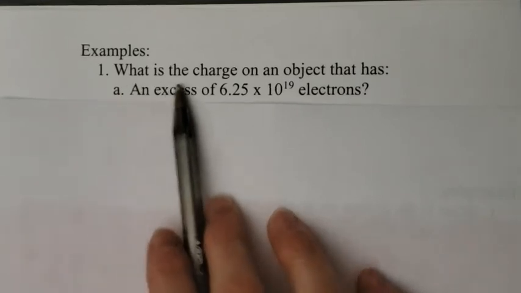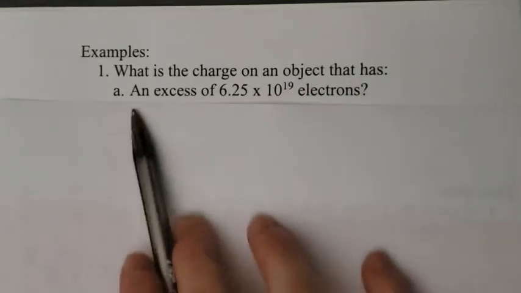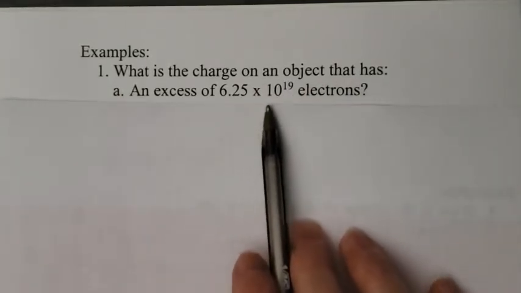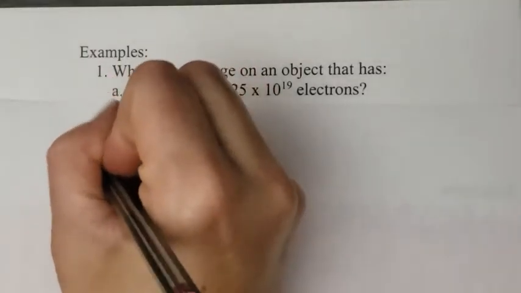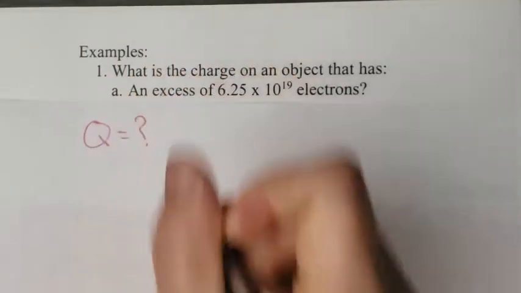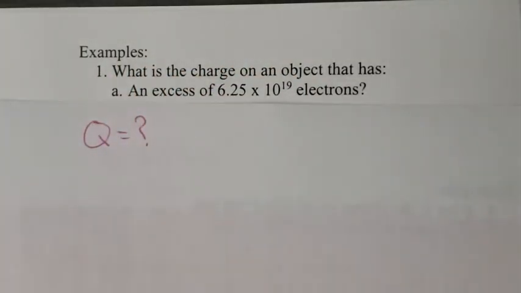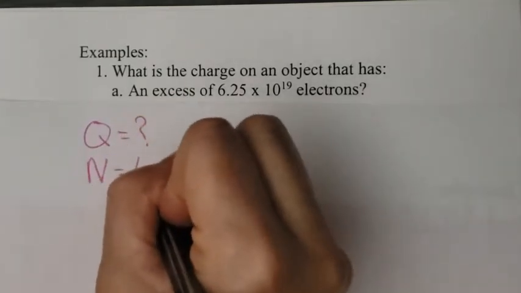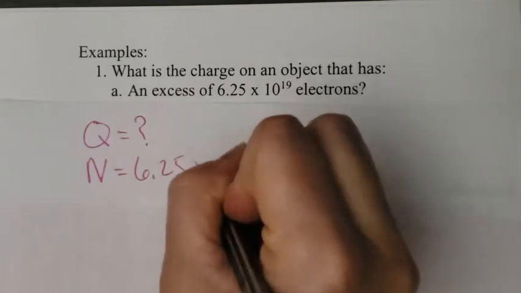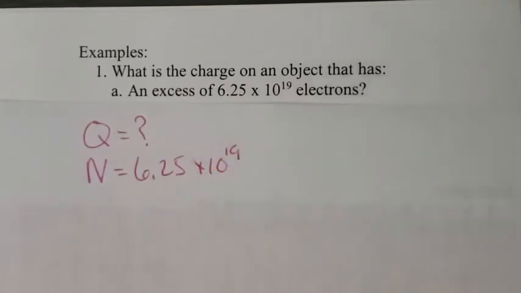Number 1. What is the charge on an object that has an excess of 6.25 times 10 to the 19 electrons? So first thing we do is write down the given information. So we're looking for charge. Charge is Q. Excess of electrons means I've gained that many electrons. So that's the number of electrons. So the number of electrons is 6.25 times 10 to the 19.